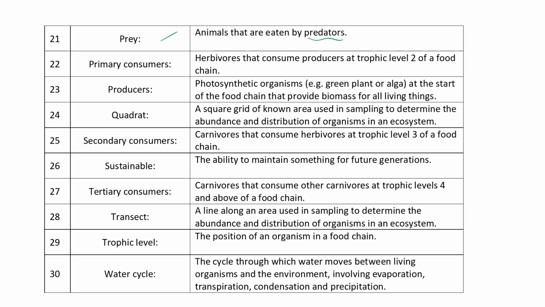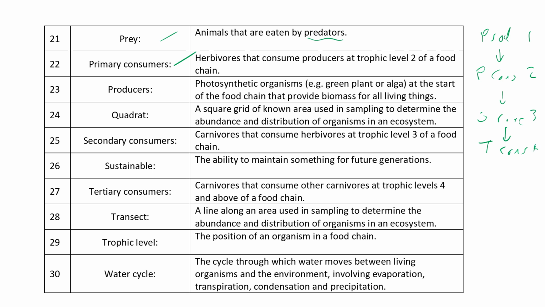Herbivores that consume producers at trophic level 2 of a food chain. So when we talked about the food chain before, it started with a producer, which is trophic level 1, eaten by a primary consumer, which is trophic level 2, primary consumer. Then it goes to secondary consumer, tertiary consumer, trophic level 3, trophic level 4.